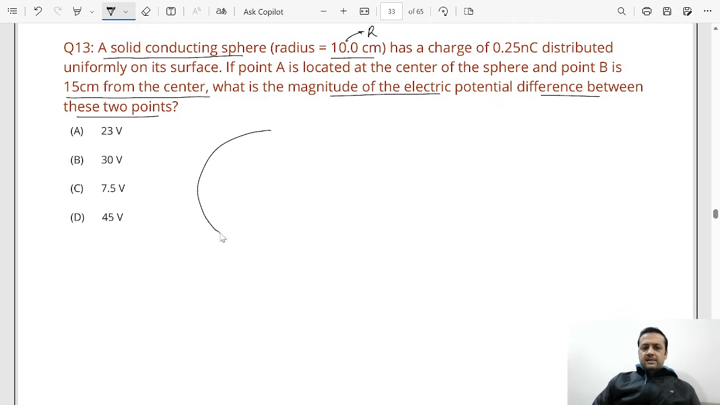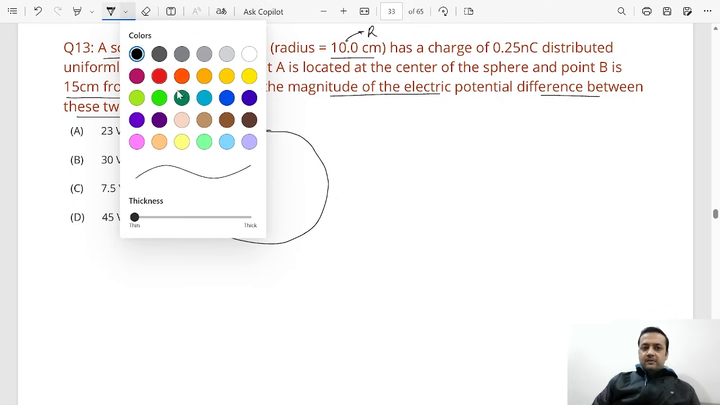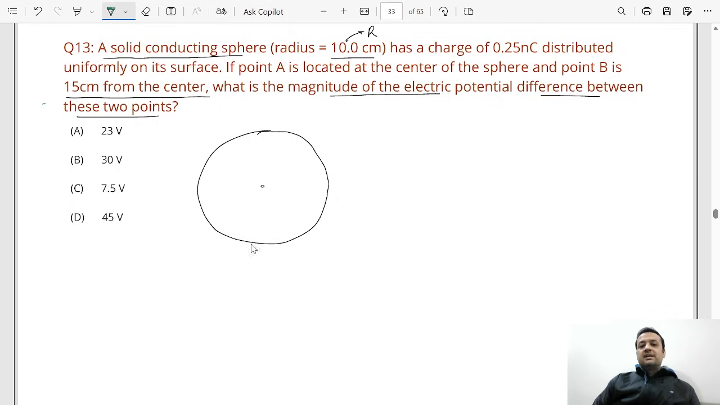Now look, it's a solid conducting sphere, but if you remember, for a conductor, whatever charge you give will lie on the surface of the conductor. In fact, the question has also given that the charge is distributed uniformly on the surface. Even if they had not given this, you should understand that for a conductor, whatever charge you give will lie on the surface. It cannot go in the volume. So basically, this will behave like a shell. Let us say this value is Q and the radius is R.